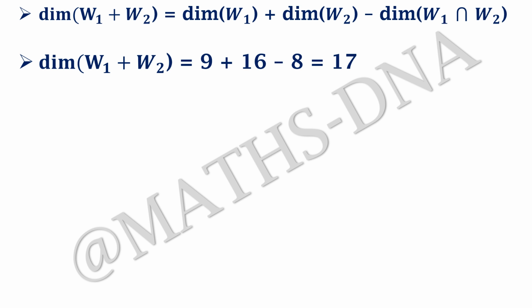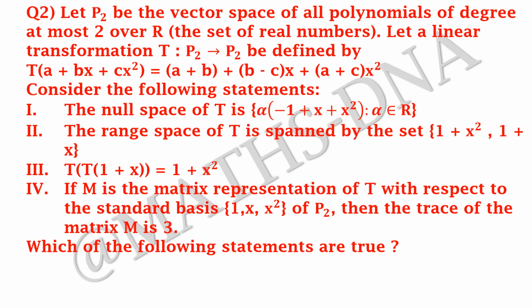We have all the entries and the numbers, so dimension of W1 plus W2 will be equal to 9 plus 16 minus 8, and that will be 17, and hence the correct answer is 17. Moving on to the second question.